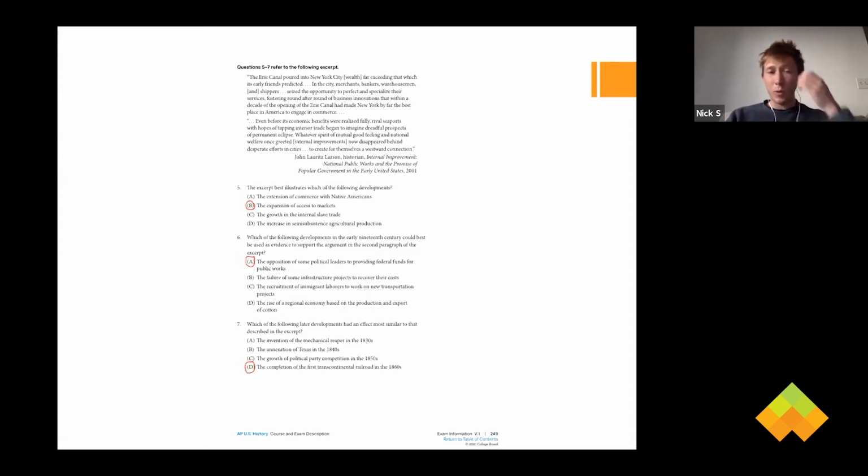So finally, D, we've got the increase in semi-subsistence agricultural production. Kind of a little bit of tough vocabulary here. Semi-subsistence meaning you're basically living on it, but you have some commercial element to your farming as well. But there's only references to the expansion of the city, rather than expansion of farms, right? If anything, it's going to be a decrease in semi-subsistence. So this would be an example where it's directly contradicted by the passage. If there's growth in the city, that's going to mean a decrease in semi-subsistence agricultural production.